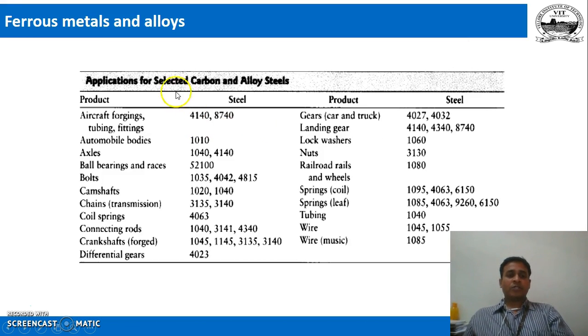And of course, if you see the applications for selected carbon and alloy steels, for aircraft forgings and tubings you have different steels, and for gears, car and truck gears or the landing gear of the aircraft, you have different steel. Automobile bodies, bolts, camshafts, chains, for all these you have different steels. What are these numbers? These are the designations. To see the exact chemical composition, you can always see the data book for a particular designated steel, what is the chemical composition.